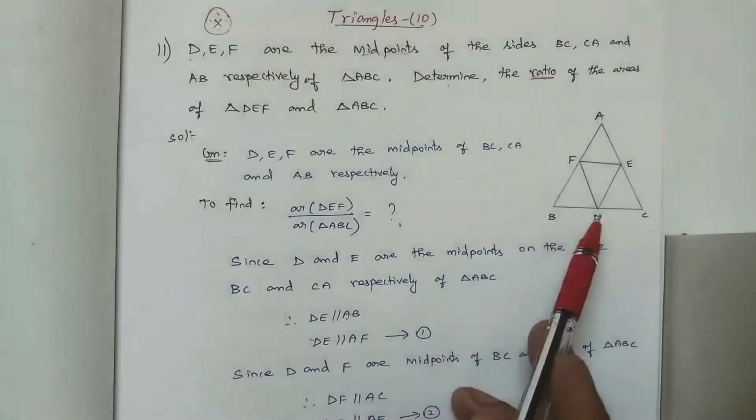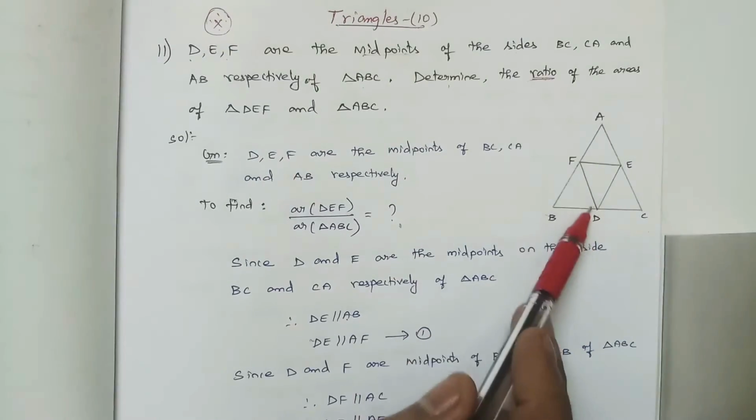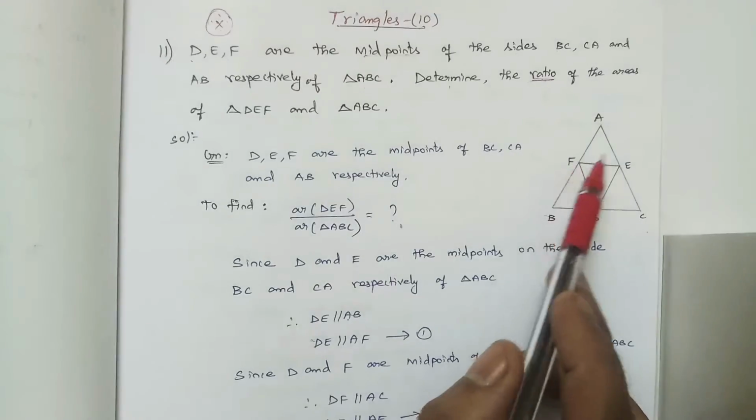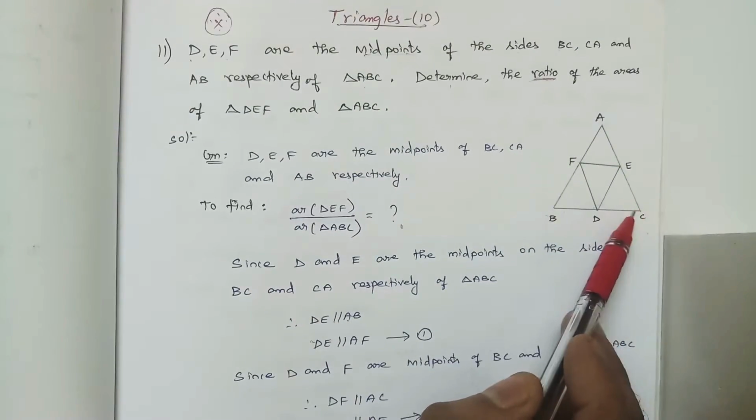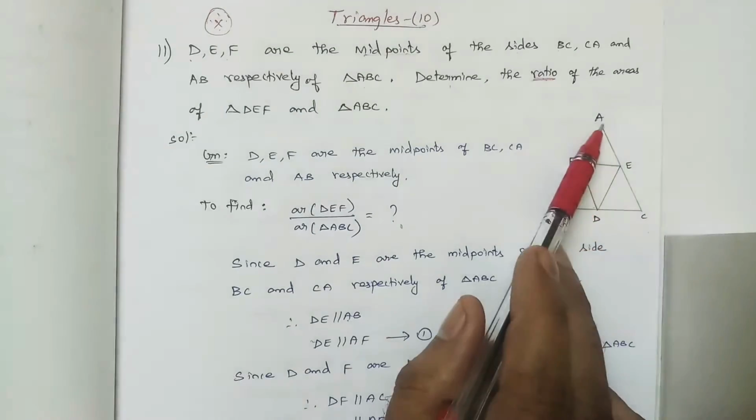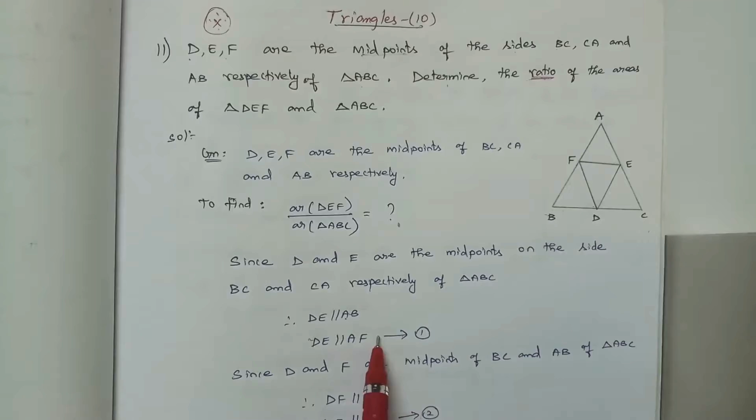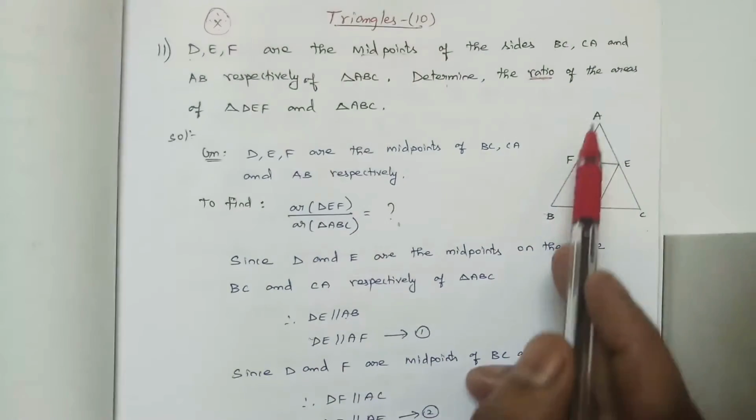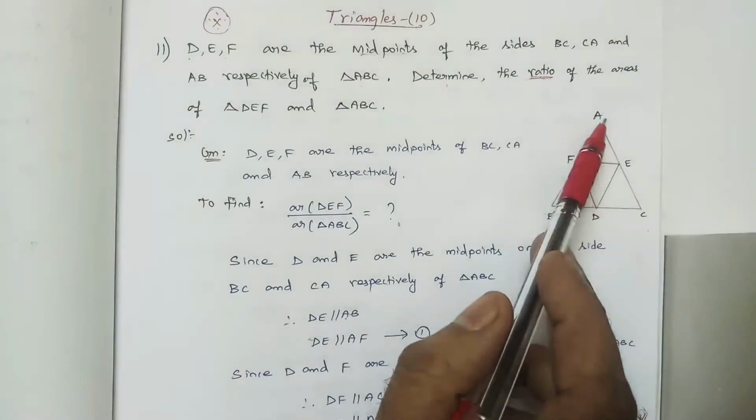Next, D and F are the midpoints of sides BC and AB. Then DF is parallel to AC. At the same time, DF is parallel to AE. Take it as equation number 2. From equations 1 and 2, DE is parallel to AF and DF is parallel to AE.